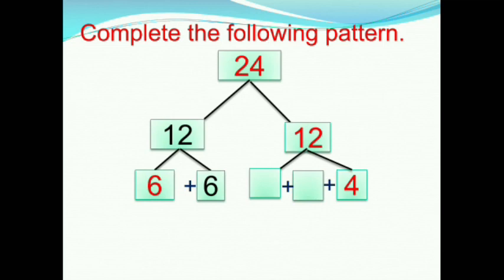Next we have this 12. One number is given, which is 4. By adding which two numbers to 4 do we get 12? Yes, 4 and 4. So we should write 4 and 4. 4 plus 4, 8. 8 plus 4, 12.